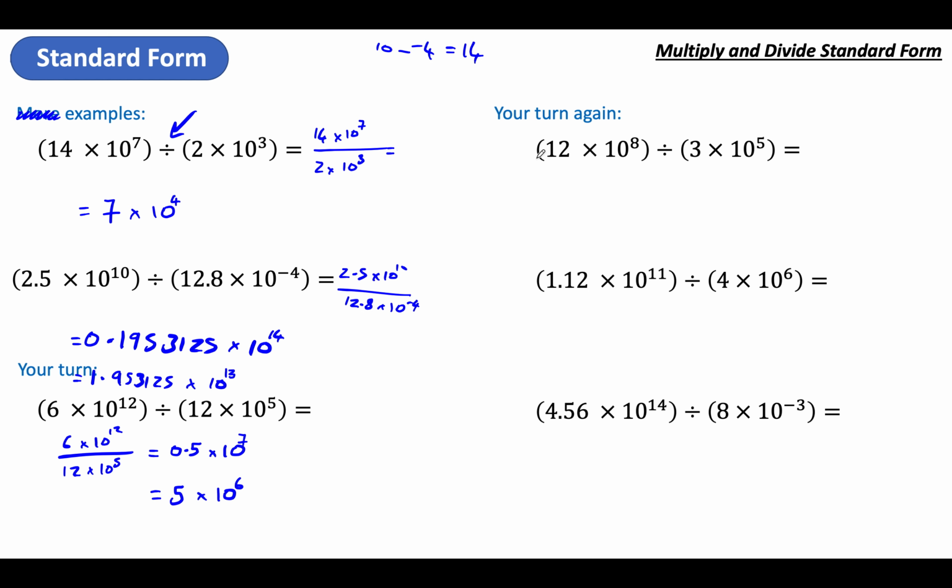Okay, again, don't need a calculator for this first one. 12 divided by 3 is 4. And then the powers, subtract your powers, 8 take away 5 is 3.